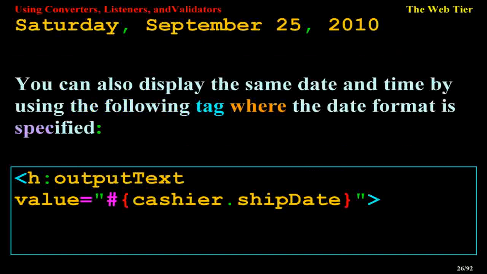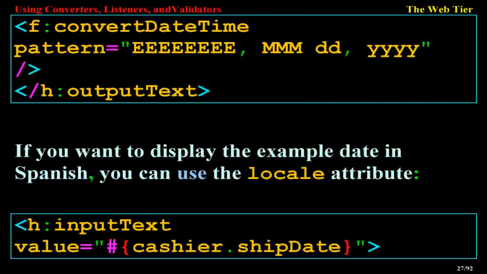You can also display the same date and time by using the following tag, where the date format is specified: <h:outputText value="#{cashier.shipDate}"> <f:convertDateTime pattern="EEEE, MMMM dd, yyyy" /> </h:outputText>.